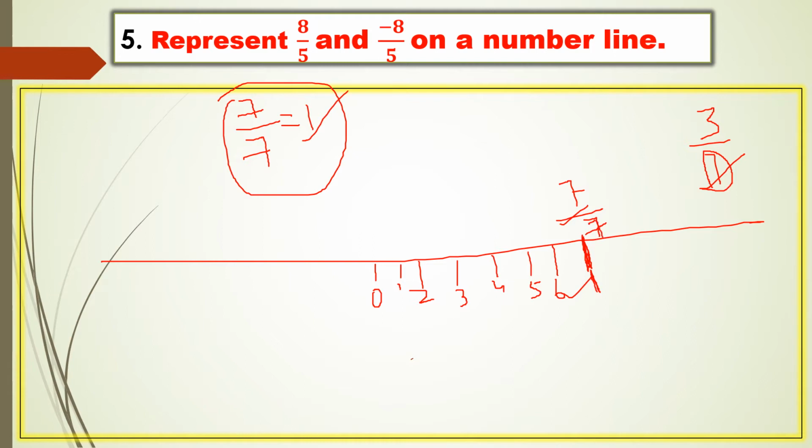Suppose I gave denominator 8. Then at the 8th part you'll get 1. Okay. Now he mentioned 3 by 7. So 1, 2, 3. This is your 3 by 7. You should denote it like this. This is your 3 by 7.